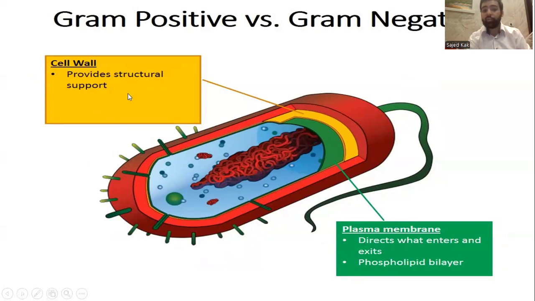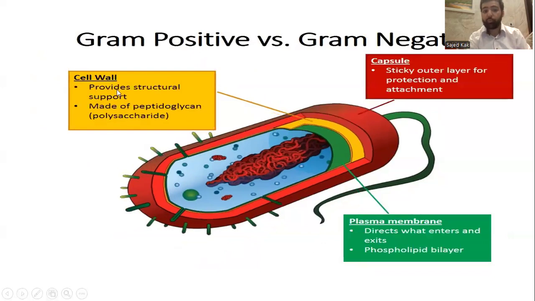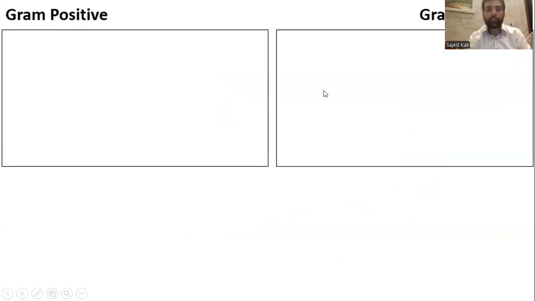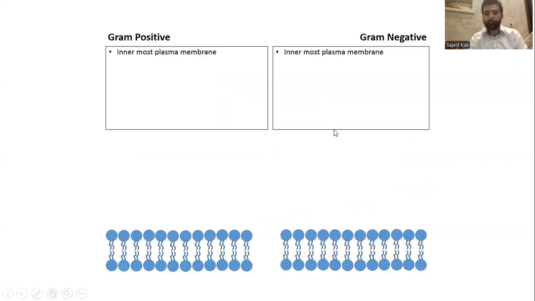The cell wall is a very rigid structure that provides support for the bacteria. It's made up of peptidoglycan, which is a type of polysaccharide made up of repetitive disaccharide sugars. You will see its structure in a moment. The third structure is the capsule. It's a sticky outer layer for protection and attachment. Here is a table that will summarize the differences and similarities between gram-positive and gram-negative bacteria.